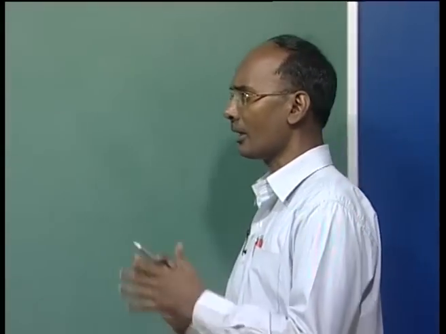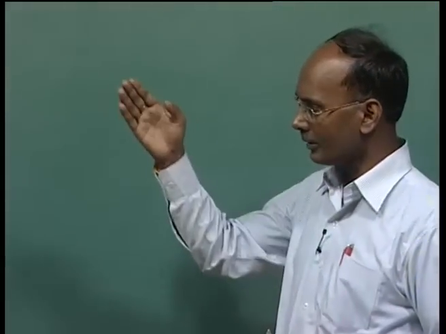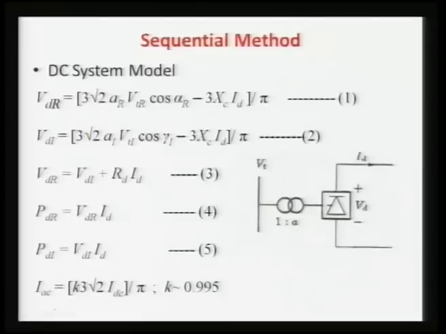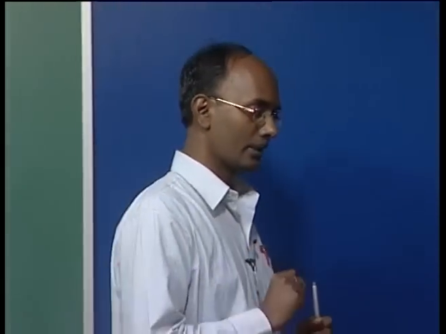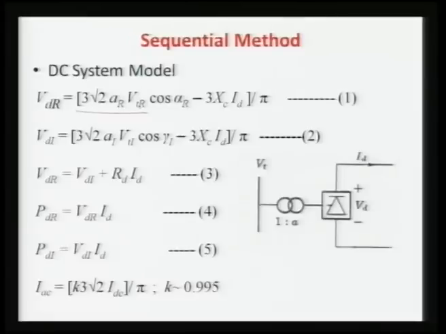Before going to the sequential method or any method, these are the 5 basic equations. We have already derived them while discussing this HVDC course. The only difference here is that some of the terms, the coefficients, are not matching. For example, the first one here is coming out as something else rather than the previous one.